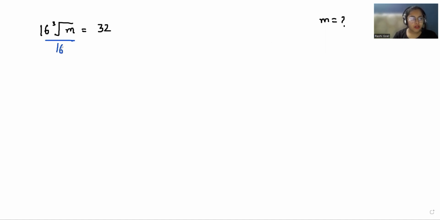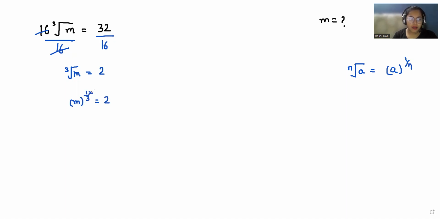First I'm going to divide both sides by 16. So we can remove it here. So cube root of m is equal to 2 and cube root of m we can write with the help of this formula of exponent, that is a power 1 by n. So m power 1 by 3 is equal to 2.